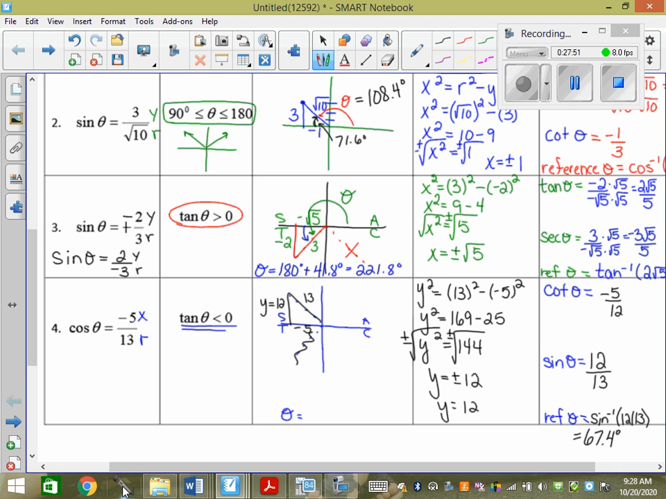All right. Now we need to get this one here. Boom, boom. And our reference angle is that, right? So theta equals 180 minus 67.4, which gets us 1. Voila.